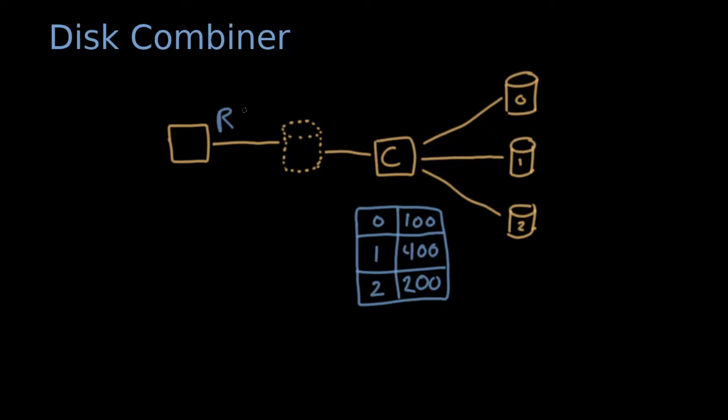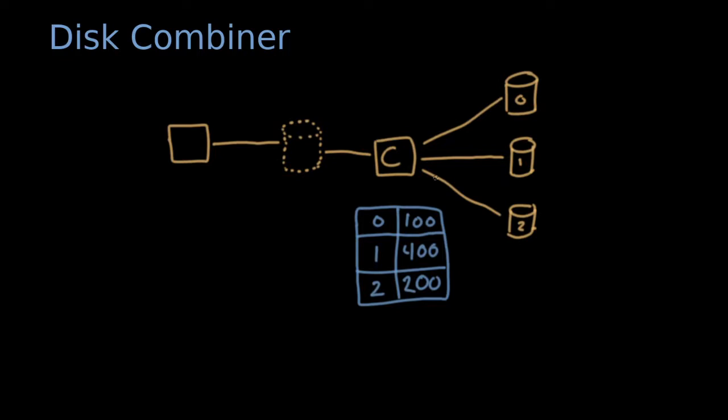Let's do another example. Let's read 510. When the combiner gets this, it's not in the first disk, not in the second disk, but in the third disk. And it's in entry number 10. A similar thing is done for a write command.